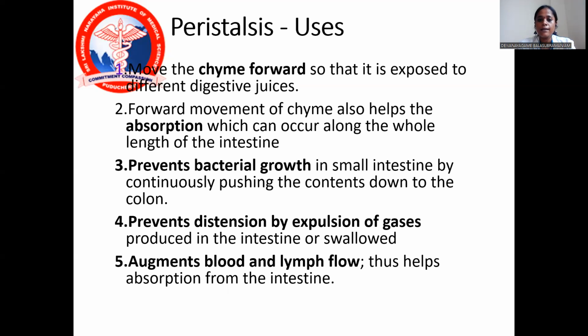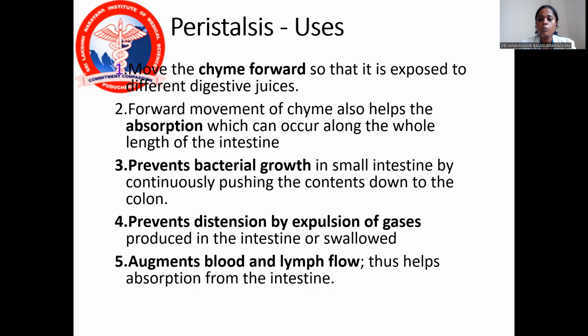What is the use of peristalsis? It moves the chyme forward so that it is exposed to different digestive juices. The forward movement of chyme also helps absorption, which can occur along the whole length of the intestine. It prevents bacterial growth in the small intestine by continuously pushing the contents down to the colon. It prevents distension by expulsion of gases produced in the intestine or swallowed. It augments blood and lymph flow, which helps in absorption from the intestine. So these are all the uses of peristalsis.